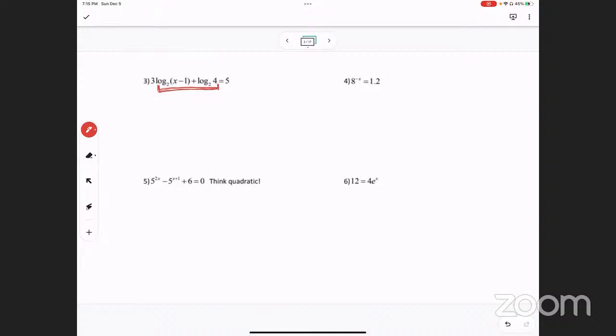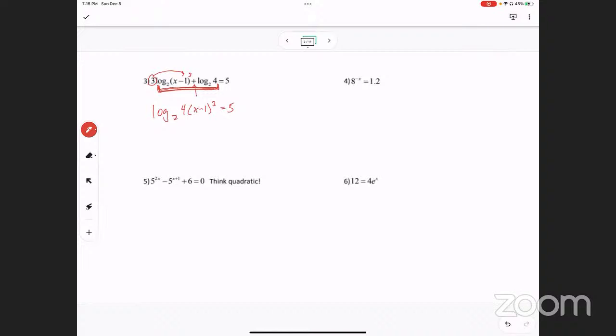Do you remember? The first thing we're going to do is bring this 3 up to the top, call it x minus 1 cubed, right? And then remember the property. When you're adding 2 logs together with the same base, what can you do? You can multiply them. So this is actually log base 2 of 4 times x minus 1 cubed equals 5. Right, that makes sense.